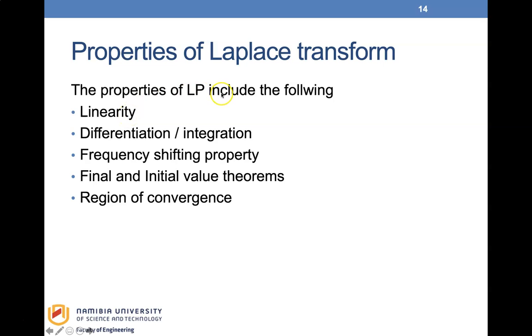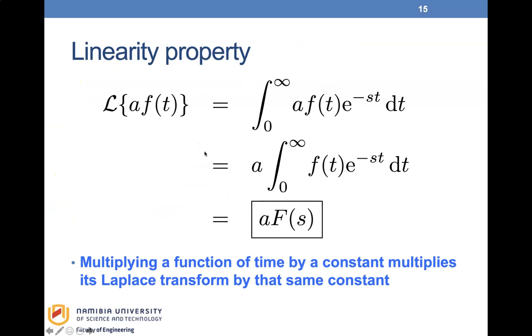Laplace transform has big advantages for control systems, and you have the following properties: the linearity, the differentiation and integration, frequency shifting property, and then final and initial value theorems. Then we have the region of convergence, and you'll see very soon as we progress in this class the importance of these properties in control systems. So let's look at the linearity property.